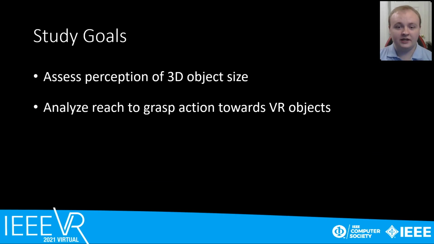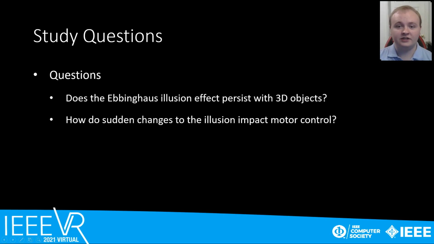Our study goals are to use integrated motion tracking and immersive 3D virtual reality technologies to assess perception of 3D object size with the Ebbinghaus illusion in a VR environment. We must also evaluate the action of reaching to grasp a 3D object with static and dynamic Ebbinghaus illusions in a virtual reality environment. For our study questions, the first is, does the Ebbinghaus illusion persist with 3D objects and impact interaction with 3D objects?